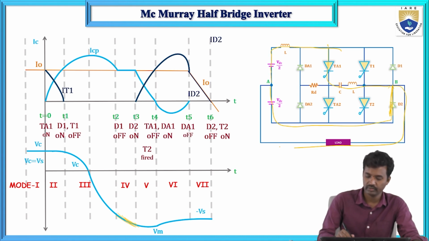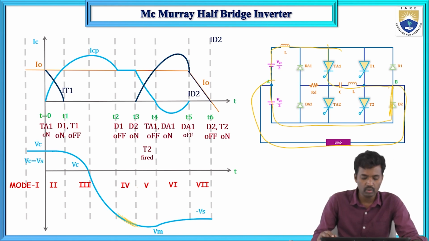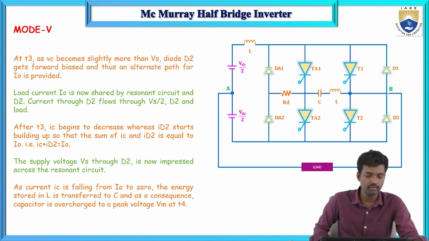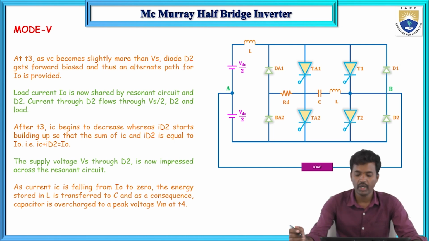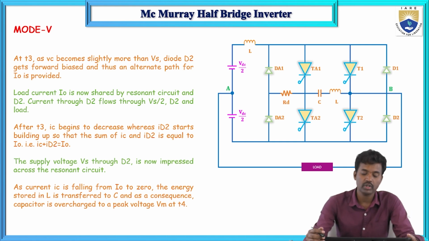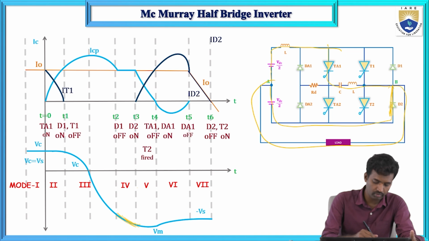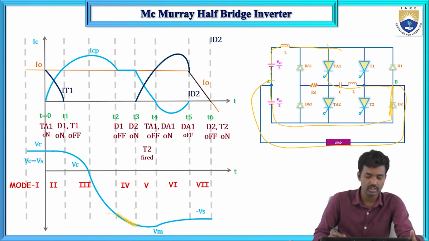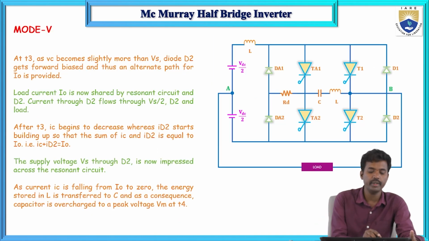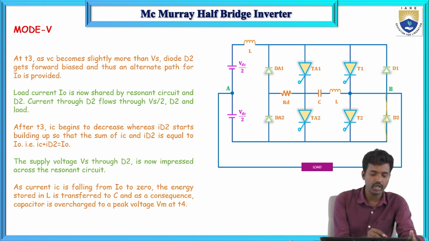So this is the case. D2 diode will conduct. So what will happen in the fifth mode of operation? When D2 diode conducts at T3, VC becomes more than the Vs voltage. If VC is more than Vs, diode D2 gets forward biased, so an alternate path for I0 is provided.